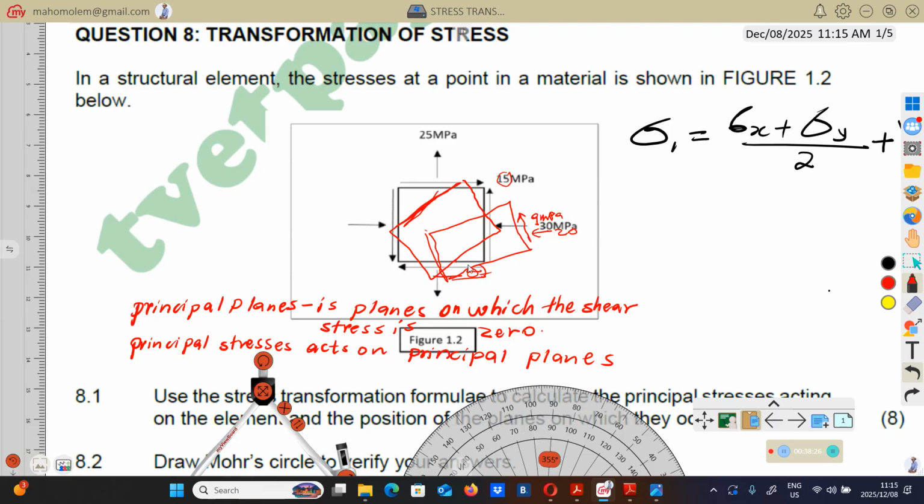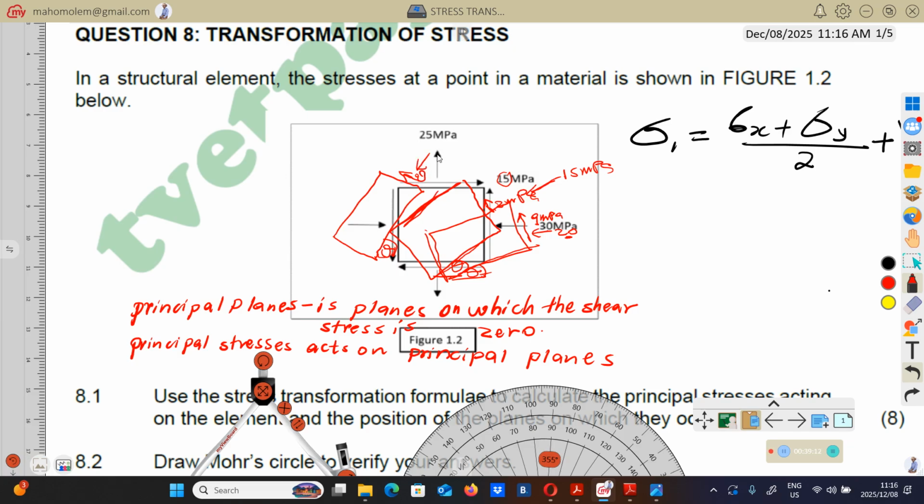Then as you keep changing the angle or changing the plane from this plane to this plane, the shear stress as well will change from 9 maybe to 2 MPa. And then the normal stress will change from 20 to, I'm just giving an example, 15 MPa. Then as you tilt it maybe to a bigger angle, to this angle, now the shear stress from 9 to 2 will be 0.